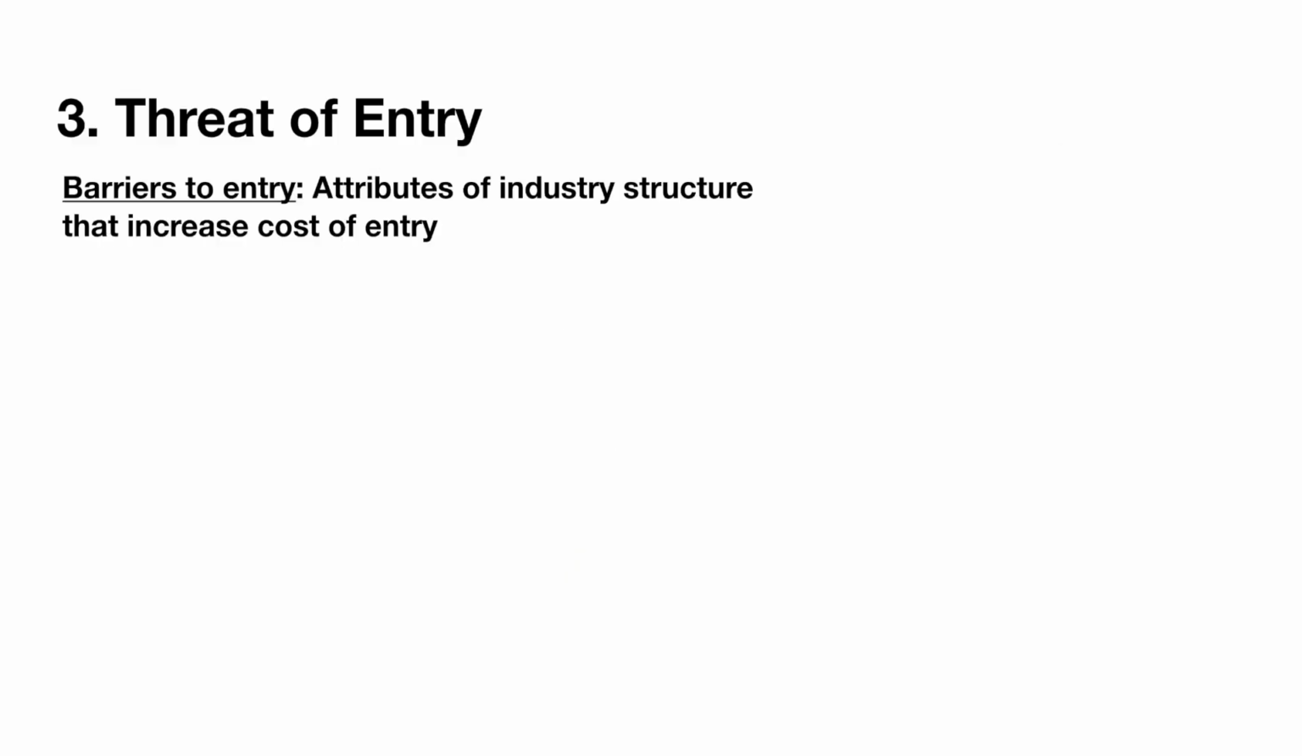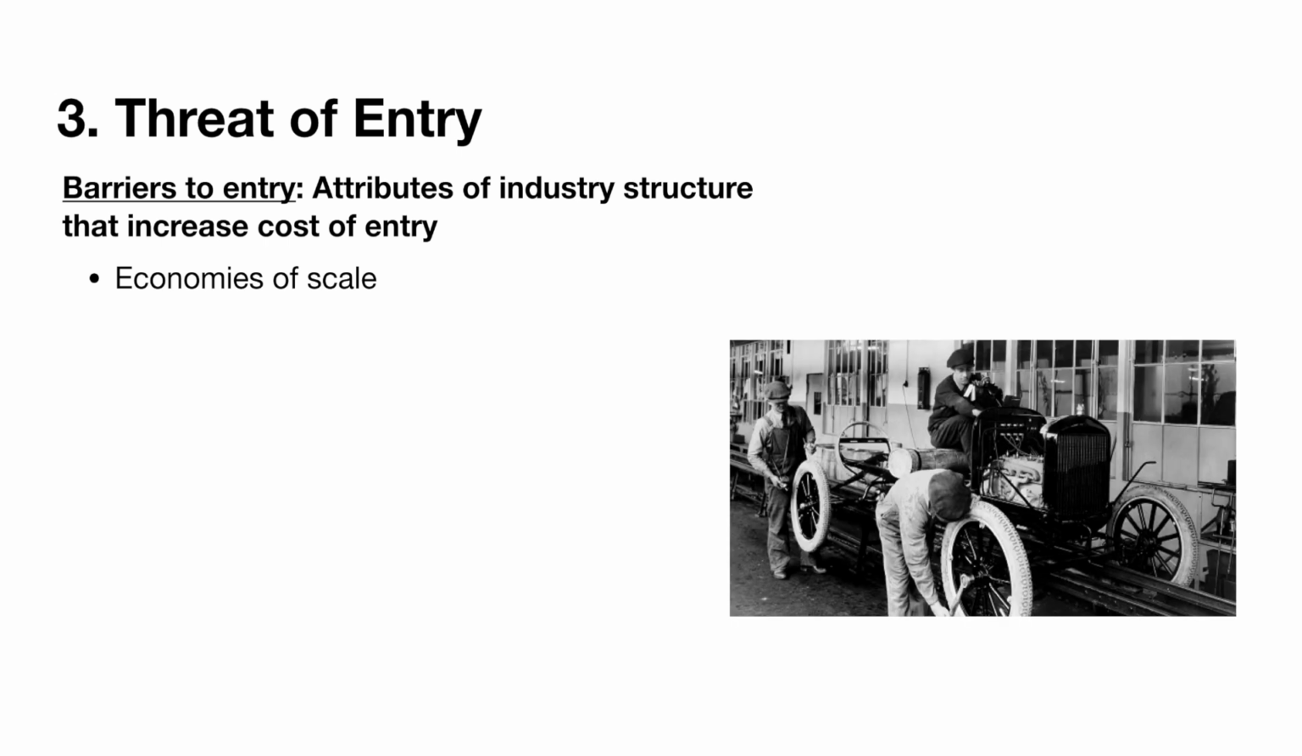The third force is the threat of new entrants to the industry. Economists call these barriers to entry. High barriers to entry suggest that incumbent firms are protected from new competitors and therefore profits should generally be higher. Industry structures with high cost of entry include industries with high economies of scale. Manufacturing firms often benefit from cost savings from increased production volumes. Henry Ford's Model T assembly lines are a great example.